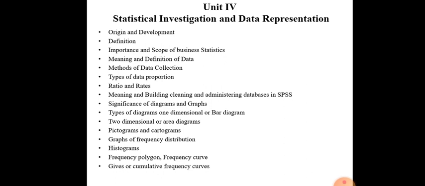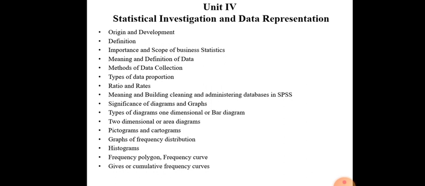Okay, as well as the meaning and definition of data. We will see the meaning or the definition of data. Data is nothing but information. Without information, we cannot use the statistical tools and techniques. So data is very important. Data means information only.